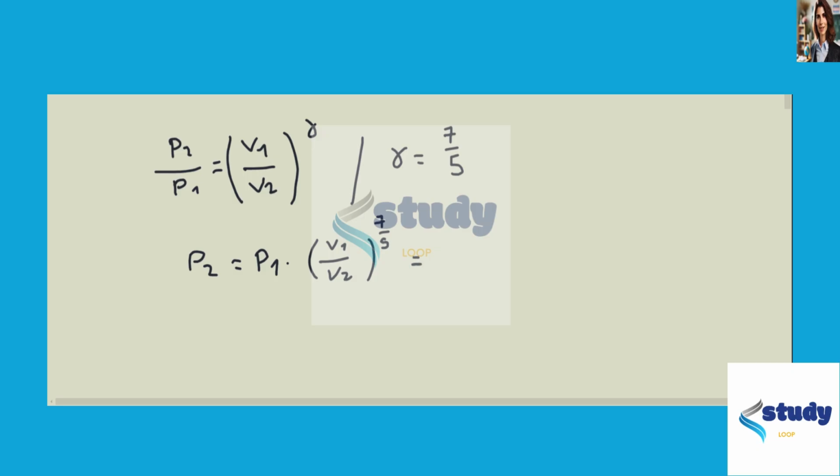Substituting the rest of the known values, we see that 1.22 times 10 to the 5th power pascals times 3 to the power 1.4, and this equals 5.68 times 10 to the 5th power pascals. Obviously, we need this pressure in order to evaluate the work done. This is why we did all of these calculations.